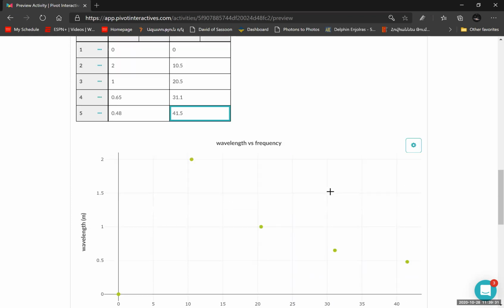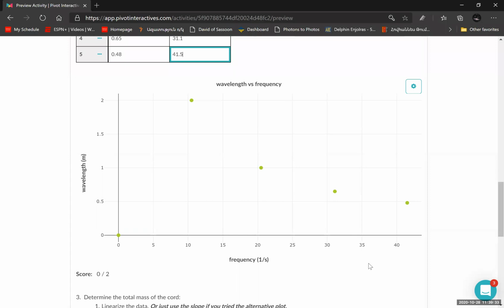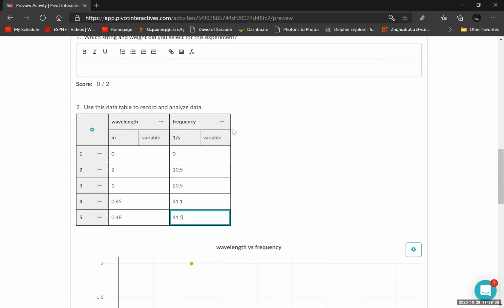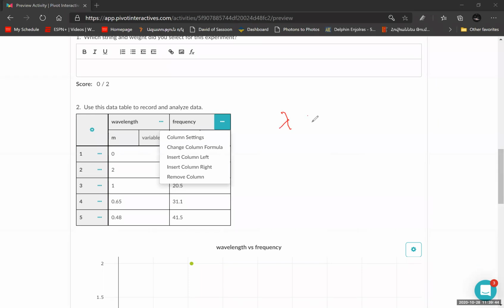Okay. There you go. I get something like this, which means my graph is not linear. So I need to linearize this. To do that, we can see that in the equation, wavelength is proportional to 1 over frequency. So if I'm using that equation, then it means I had to plot wavelength with respect to 1 over frequency.